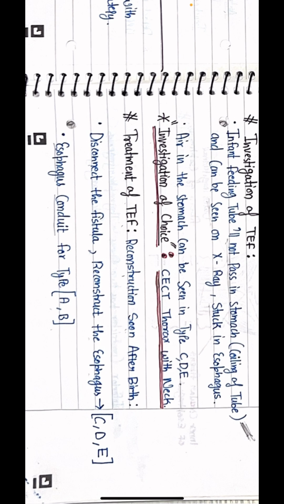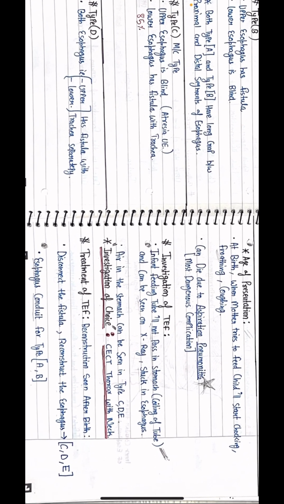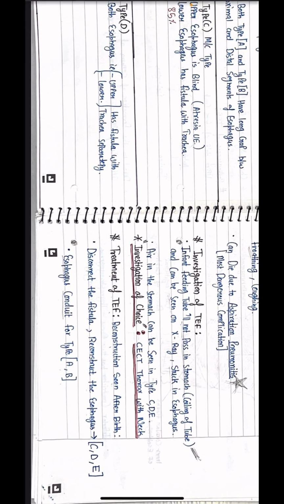This is going to be an emergency type of surgery. And what we are going to do is disconnect the fistula and reconstruct the esophagus in type C, D and E. Remember, type C, D and E are a bit easy to reconstruct. We are going to easily separate the trachea part and the esophagus part.